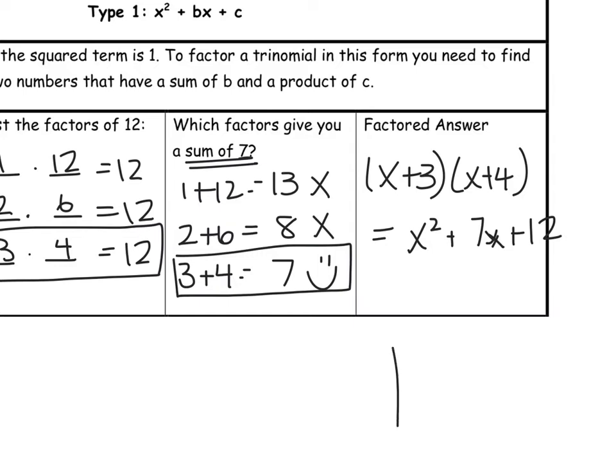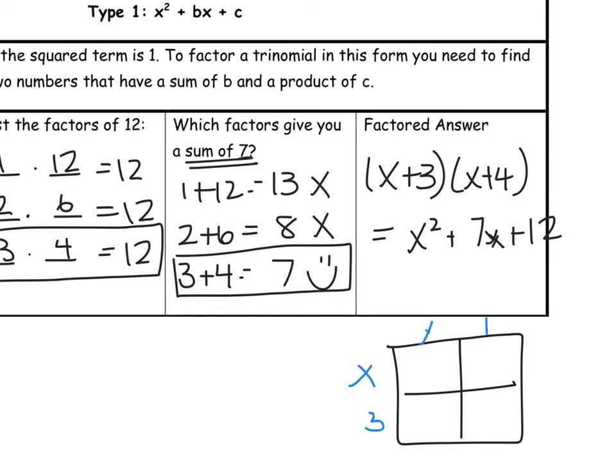How can we check our answer? Well, we're going to check our answer using the box method. So we'll put x plus 3 here and x plus 4 here. x times x is x squared, x times 3 is 3x, x times 4 is 4x, and 3 times 4 is 12. So we have x squared plus 7x plus 12.